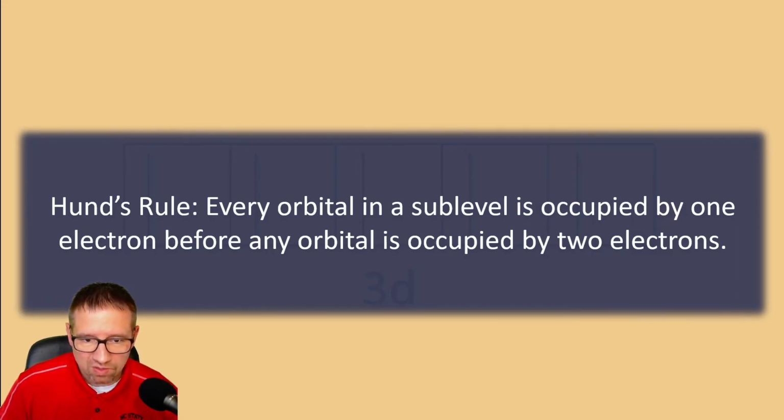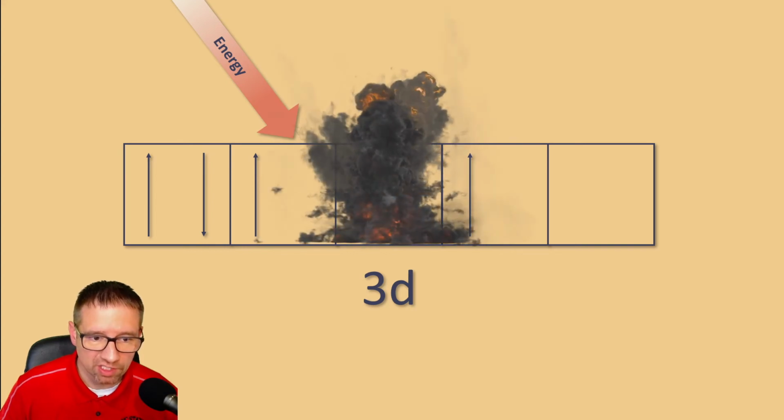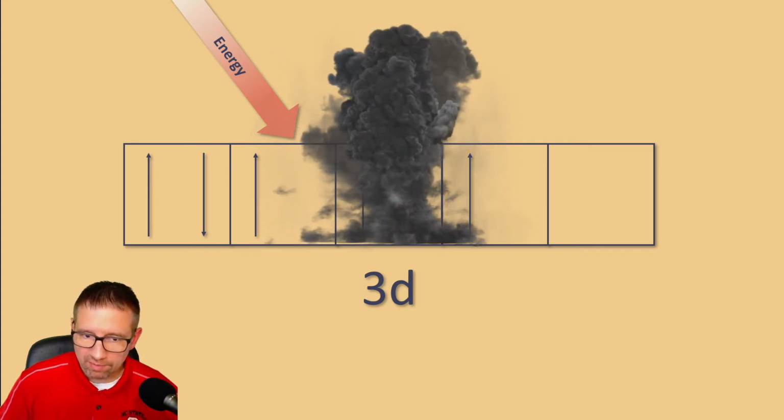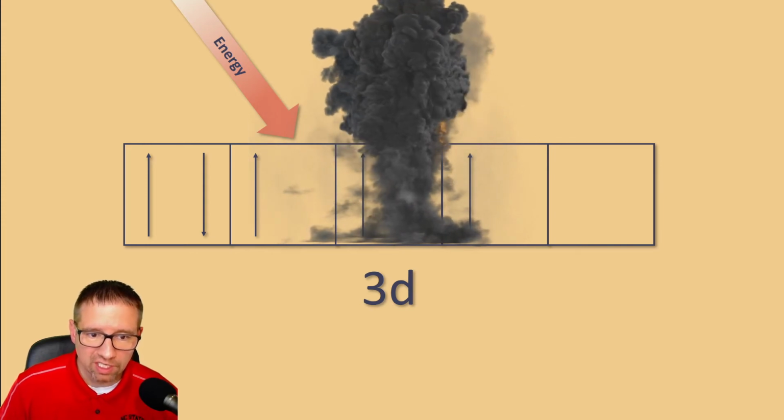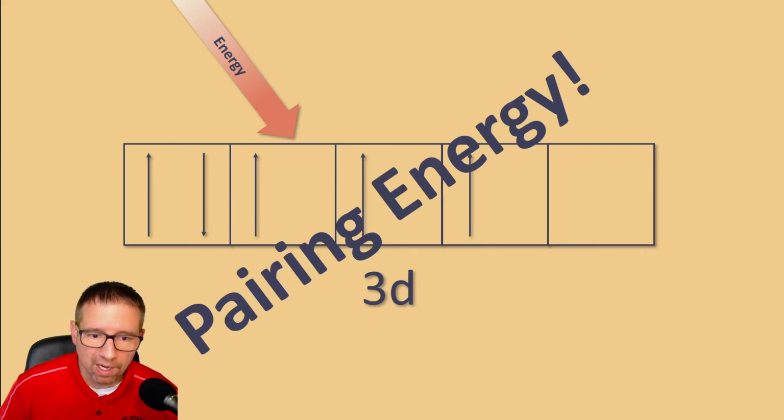Now, why is this the case? Why can an electron not go into the orbital with another electron until all the orbitals are at least occupied by one electron? If we actually wanted to take one of these electrons and pair it with another electron, we could do that, but you're going to have to add some energy to the system. Maybe not that much energy, but it would actually take a little bit of energy to pair it with another electron if there is an empty orbital available that's the same energy level. And we call this energy pairing energy.